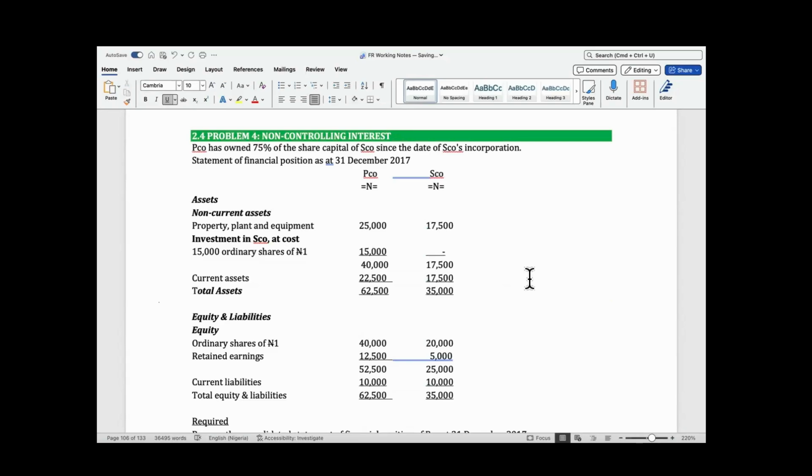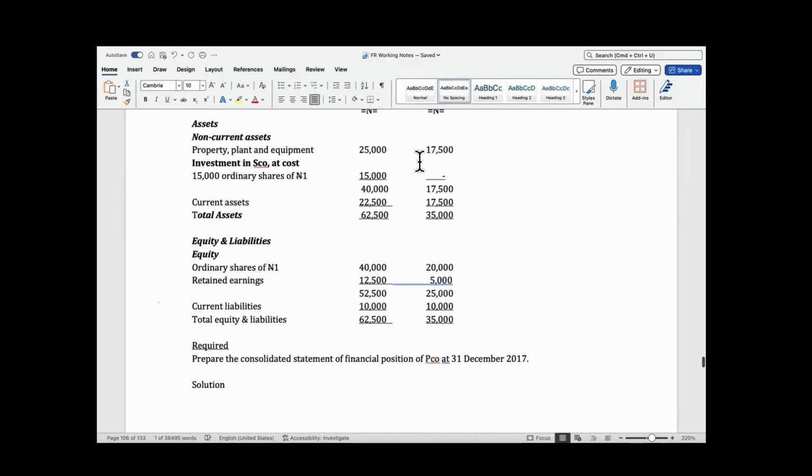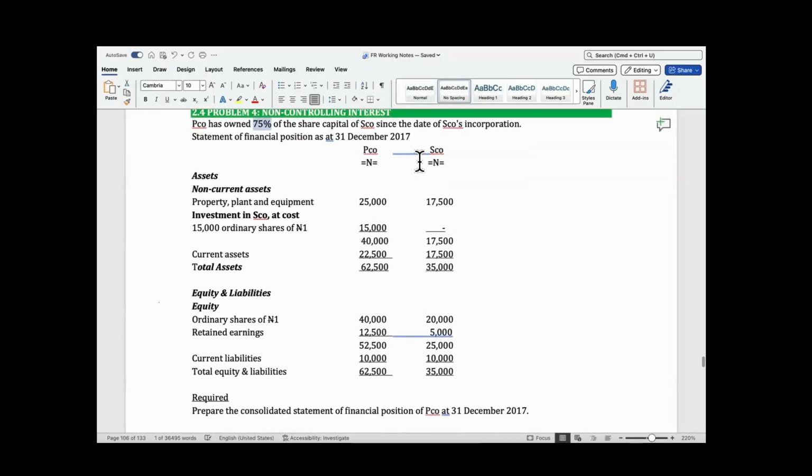All the ones we have done, we saw that the parent bought 100%. He bought all the shares. But now we're seeing a scenario where the parent bought just 75% of ESCO, since ESCO's incorporation. So then you are required to consolidate. So how do we cancel out? What do we cancel out here?